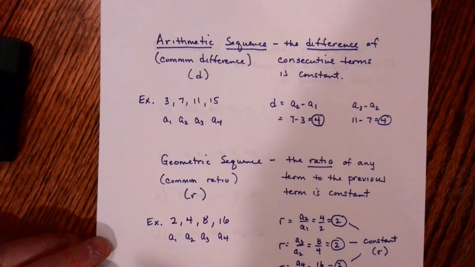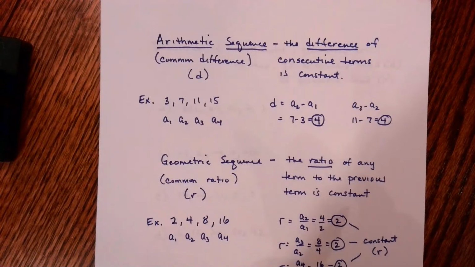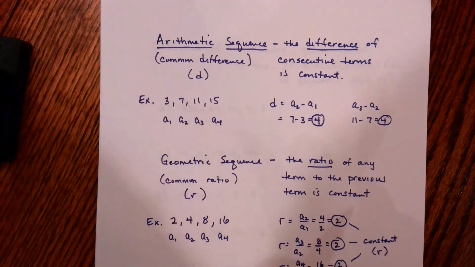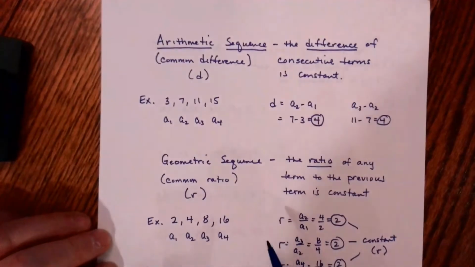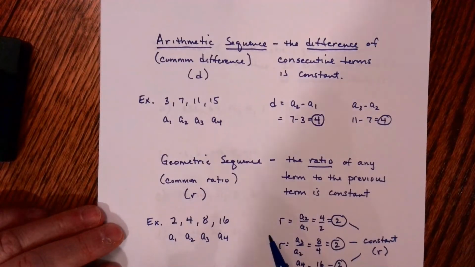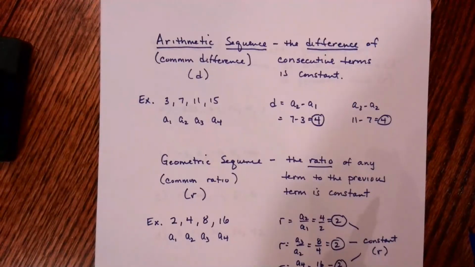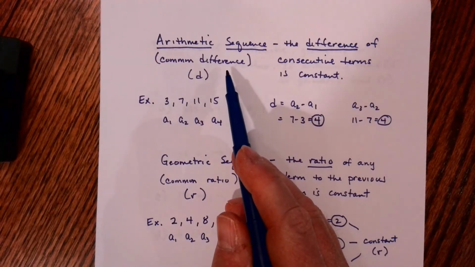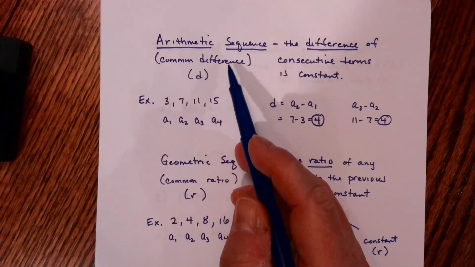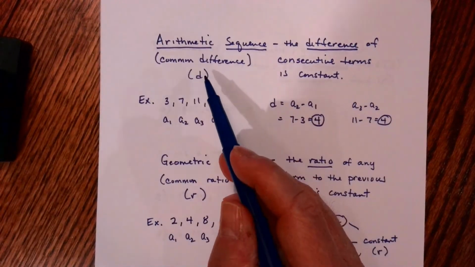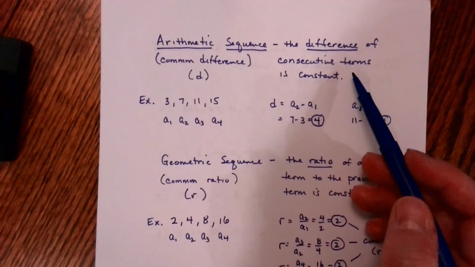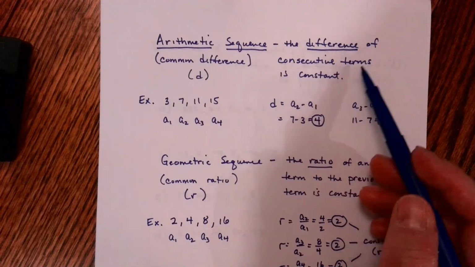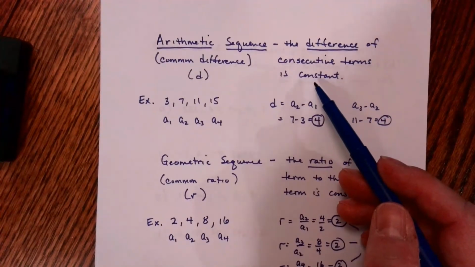There are many sequences that we're going to study. However, what we're going to focus most of our attention on is an arithmetic sequence or a geometric sequence. Now, an arithmetic sequence is very simple to identify. It simply has a common difference. So you need to associate an arithmetic sequence with a common difference, and it has a variable d. Here's your formal definition. An arithmetic sequence is the difference of consecutive terms, and that difference is constant.